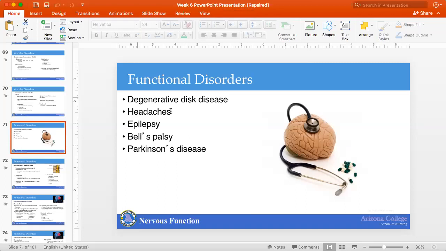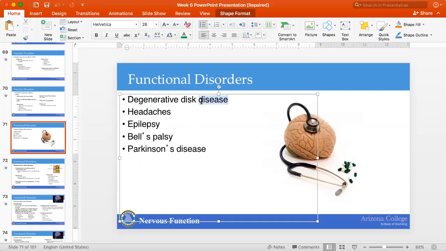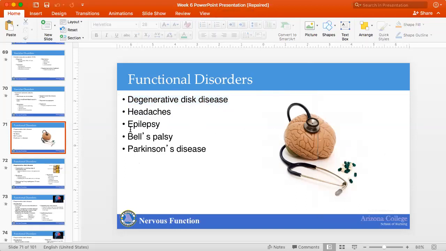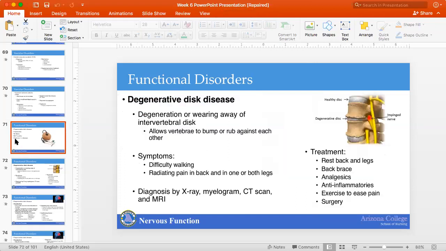So functional disorders: degenerative disc disease, headaches, epilepsy, Bell's palsy, and Parkinson's disease, or other types of things that you will see with neurological problems. Even though degenerative disc disease is an issue with the spine and the disc in the spinal column, any kind of problem with the spinal column is also going to be a problem with the spinal cord. So these are some other problems and issues that you will see.